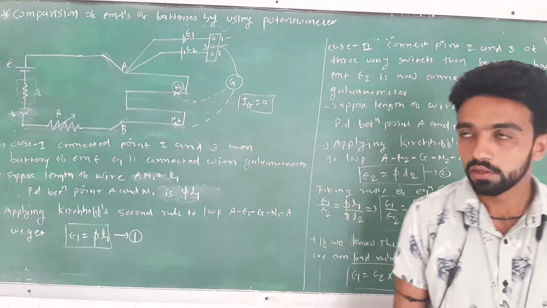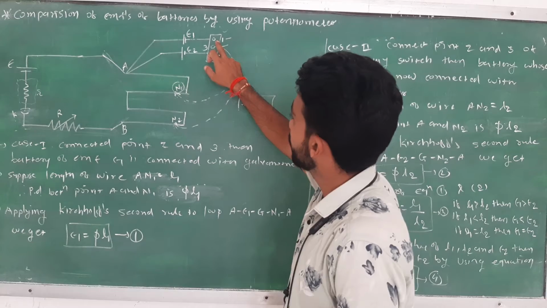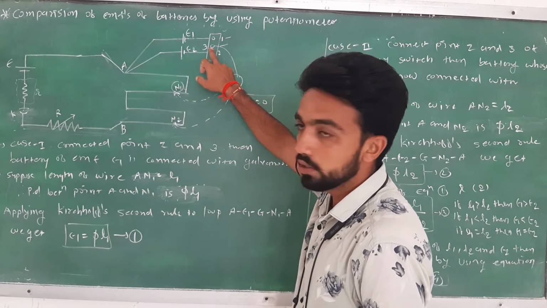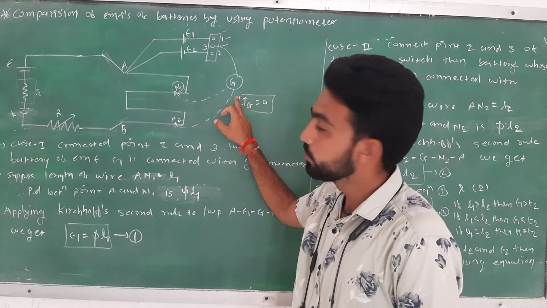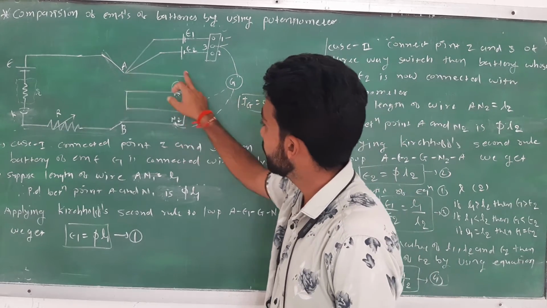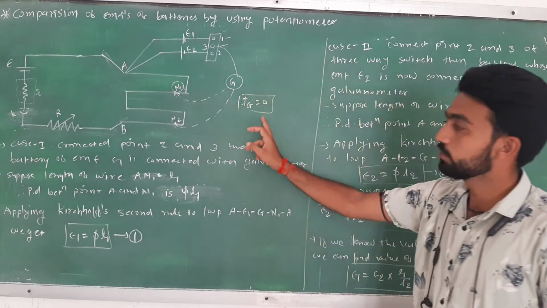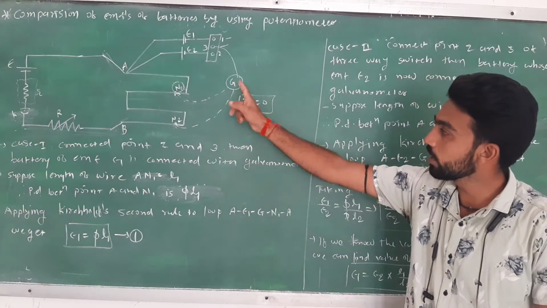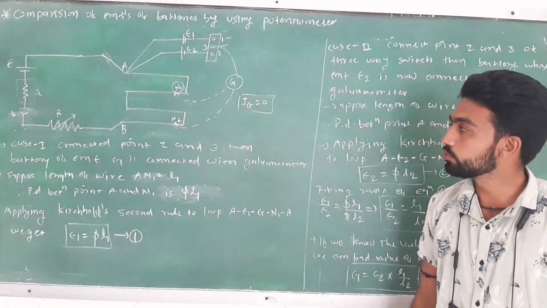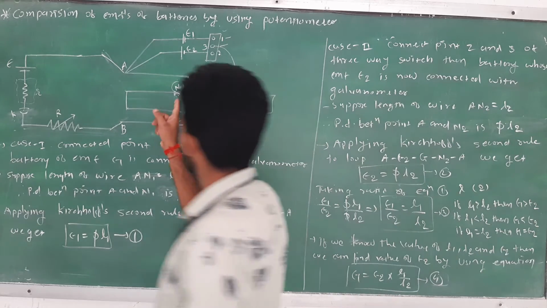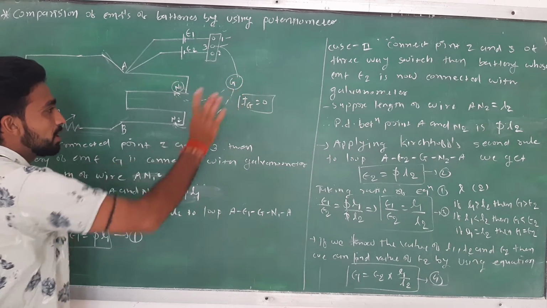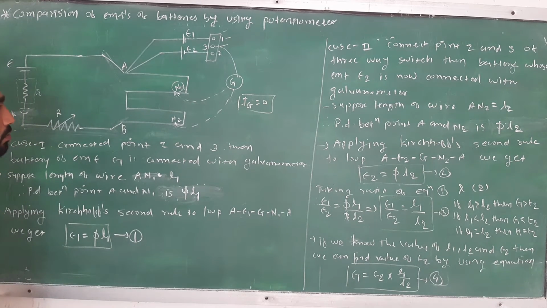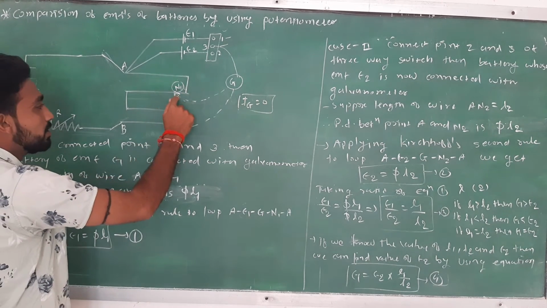Is it okay? What we have to do is first of all connect, join point 1 and 3, then the battery whose EMF epsilon 1 is connected with the galvanometer. Then you move the jockey over the wire until you get X equal to 0. That means the deflection in the galvanometer is equal to 0. When you reach this point, at that time this galvanometer becomes 0. Deflection is 0.